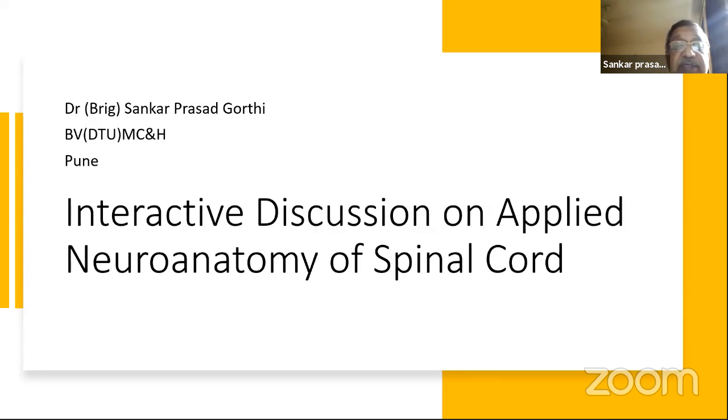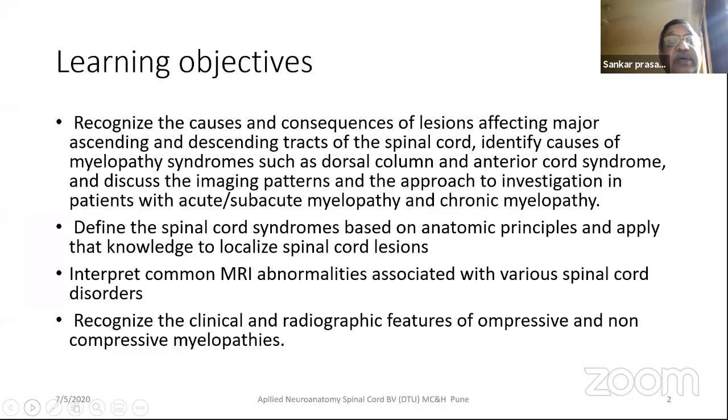We'll have an interactive discussion on applied neuroanatomy of the spinal cord. Let us all think that we don't know much about the spinal cord, and we'll start afresh, because it appears as if we know, but when we really apply it onto the patient, we may not remember exactly. The best way is to say, let me start afresh, and we'll go on discussing the various aspects of the neuroanatomy of the spinal cord.